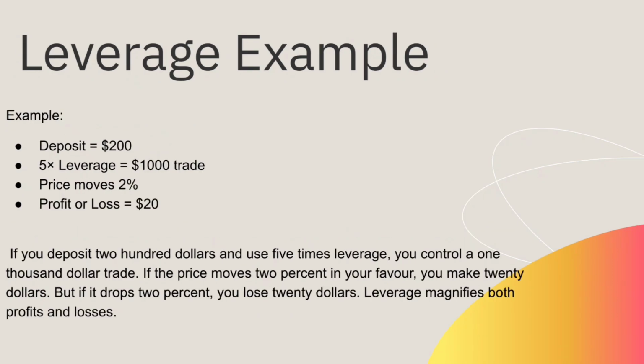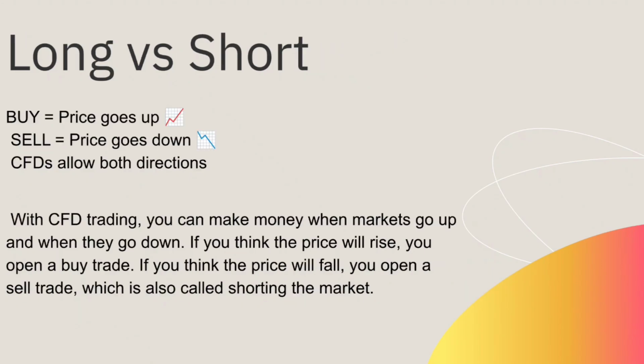Here's an example of how leverage works. Let's say that I was to deposit $200. If I was to use 5 times leverage, my $200 would effectively control $1,000. In this example, if the price was to move 2%, I would make a profit or loss of $20. Now again, this is the important thing to understand. Many people see this from the perspective of, well, if it goes up 2%, I make $20. But the reality is, it magnifies both your profits and losses, and a small drop can create huge downsides.